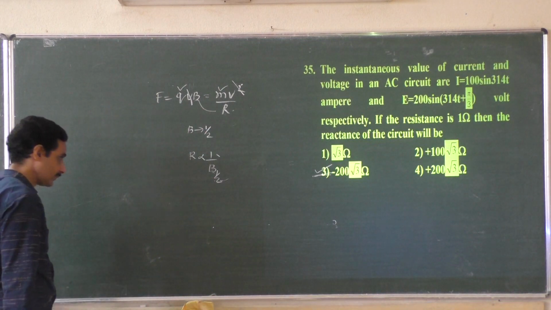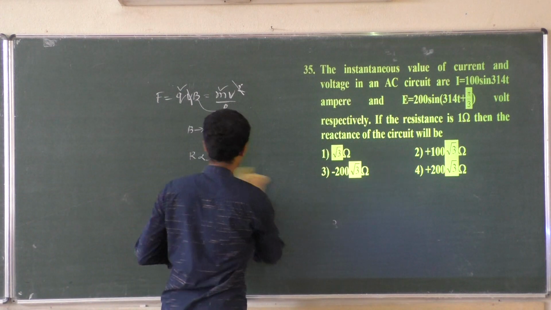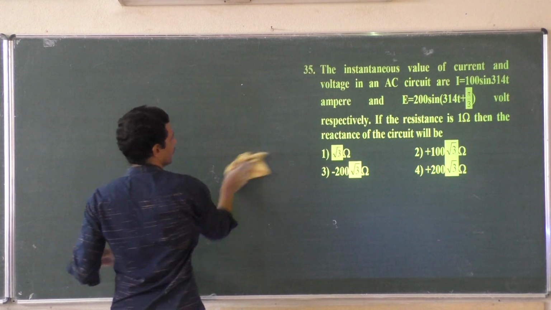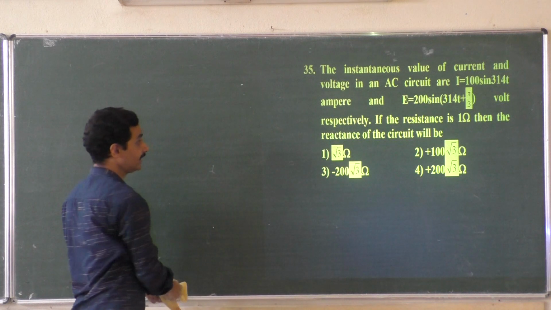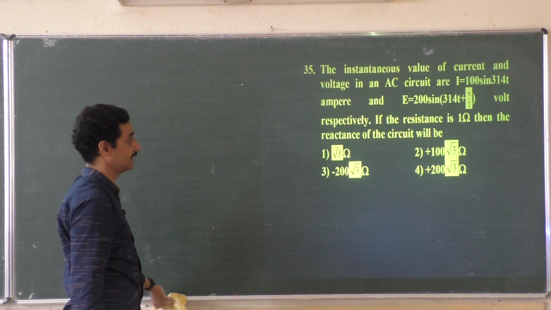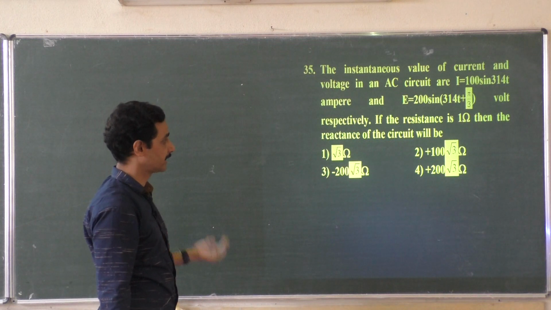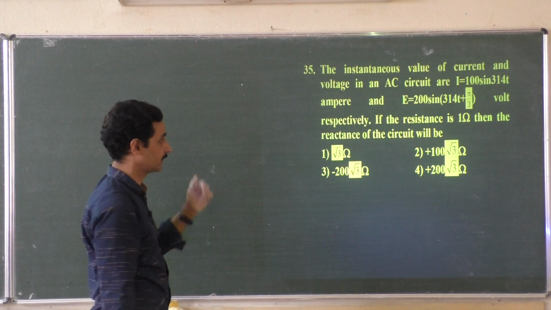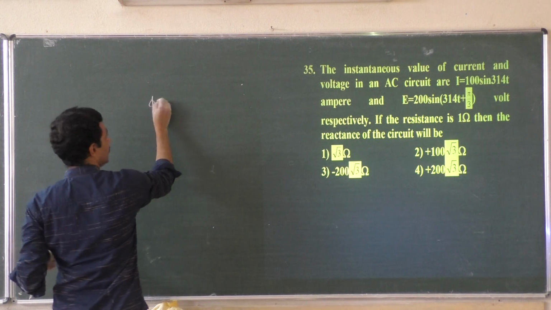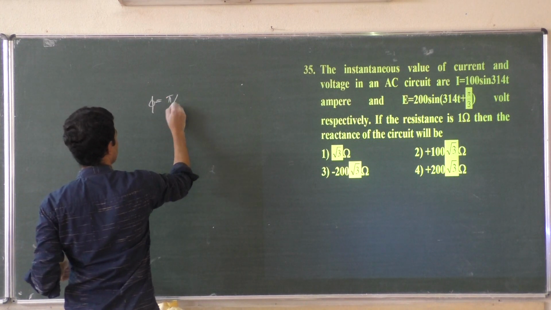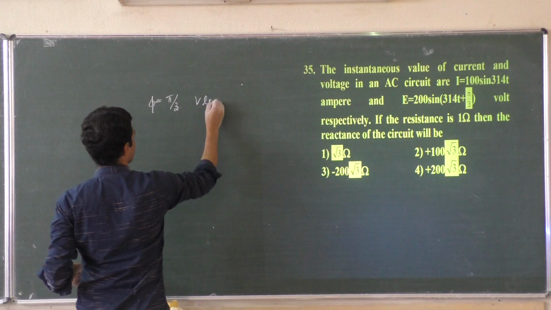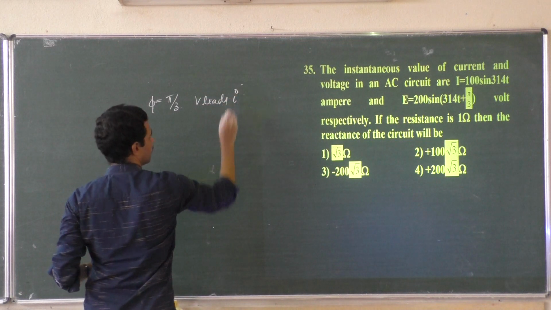35. Now let us see this. This time it may not be the same. The instantaneous values of current and voltage in an AC circuit are I is equal to Im sin omega t and E is equal to Em sin omega t plus pi by 3. So there is a phase difference. We will write it: voltage leads by pi by 3. V leads I. You can get it from the equation.